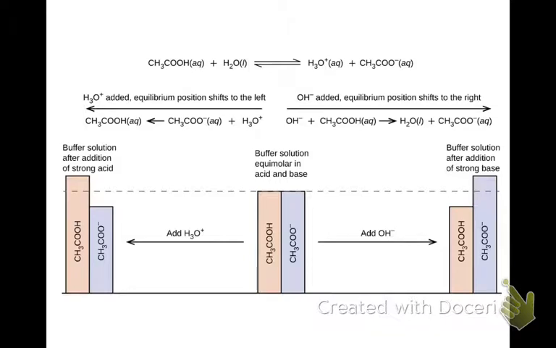This figure from your textbook says the same thing. So you see in the middle, we have equal molar amounts of the conjugate acid form, acetic acid, and the conjugate base form, acetate. And so when we add a little bit of H3O+ going to the left, we change the acetic acid acetate ratio a little bit. And when we add OH-, we change the acetic acid acetate ratio a little bit in the other direction. But the point is that we still have relatively large amounts of both of those present in solution.